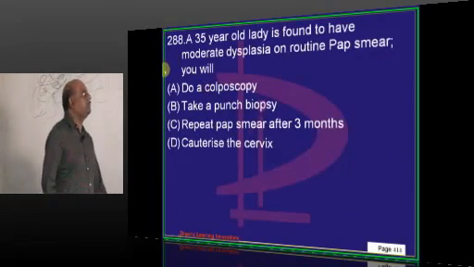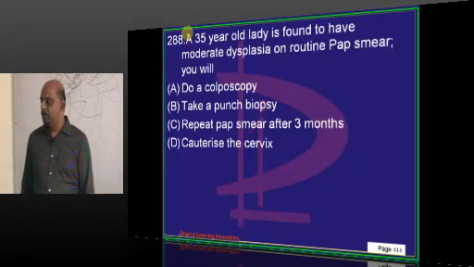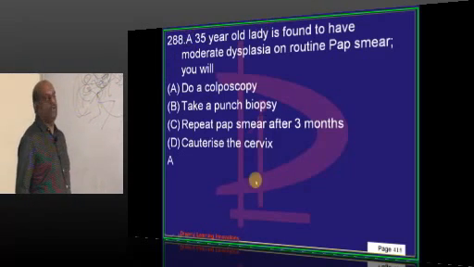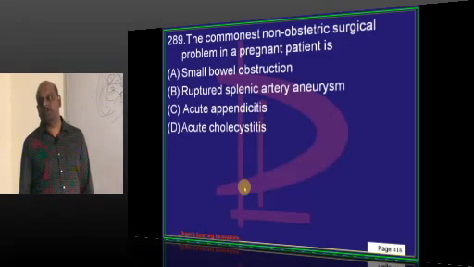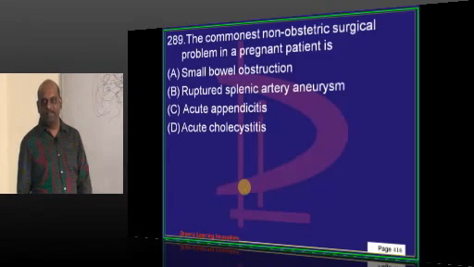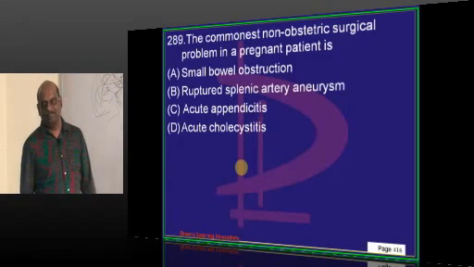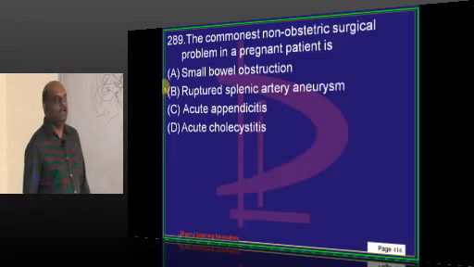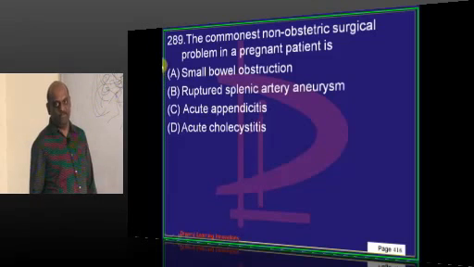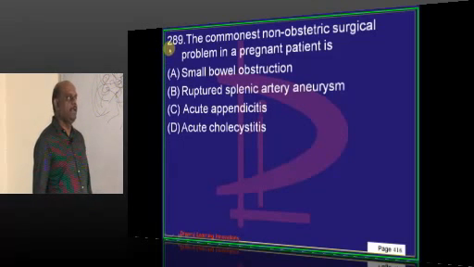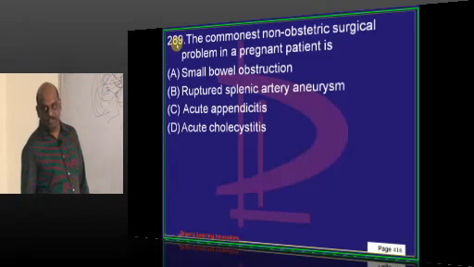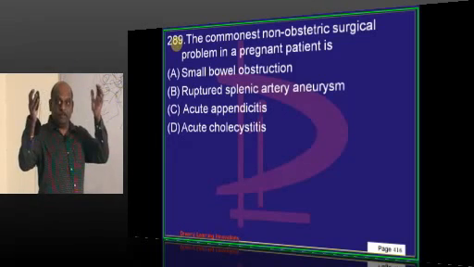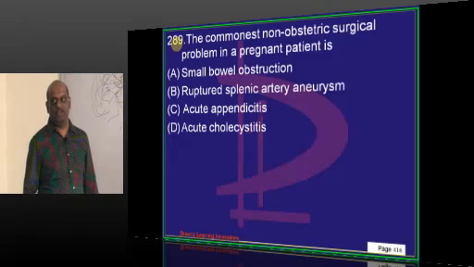A 35-year-old is found to have moderate dysplasia on the pap smear. So the next step is to do a colposcopy. All that protocol, what do you want to do if it is an endocervical lesion, if it is a squamous cell high-grade lesion, what do you want to do, low-grade lesion, what you want to do, all those protocols are there, no?